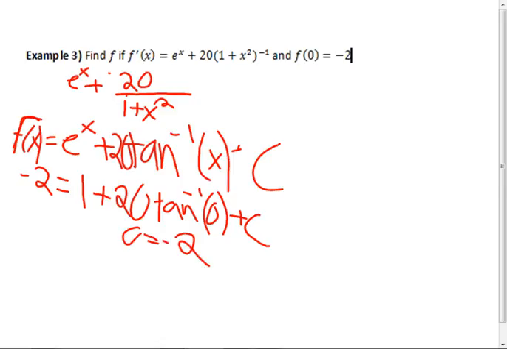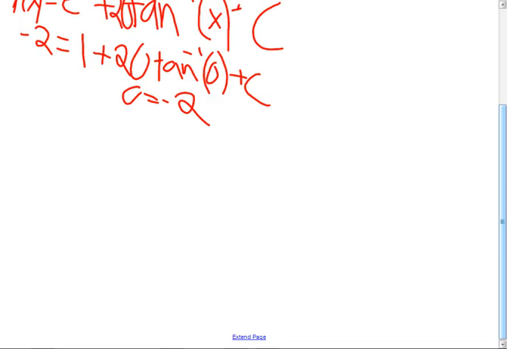You're skipping steps. You skip steps, you get in trouble. You have negative 2 equals 1 times 0, right? Plus c. What's c equal to? So what's your answer?